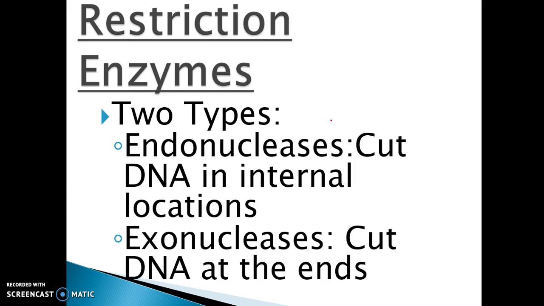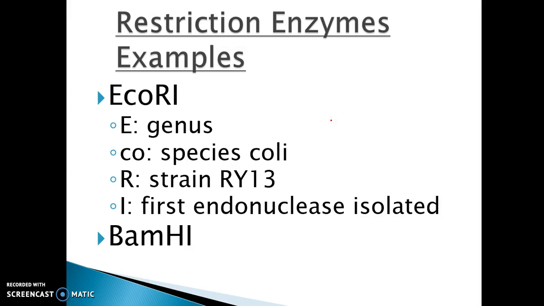There's two different types of restriction enzymes. We have an endonuclease and we have an exonuclease. Endonuclease is going to cut DNA inside or internally, where exo is the outside, so it's going to cut the DNA at the ends.